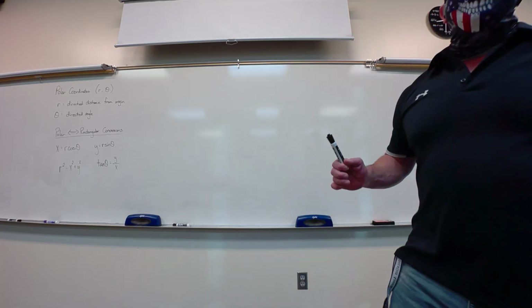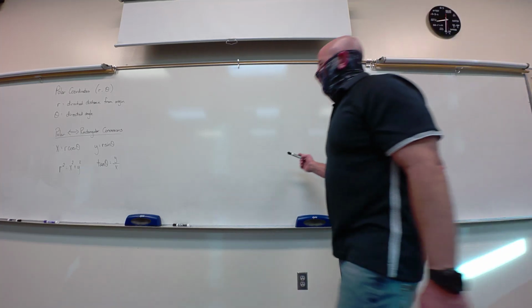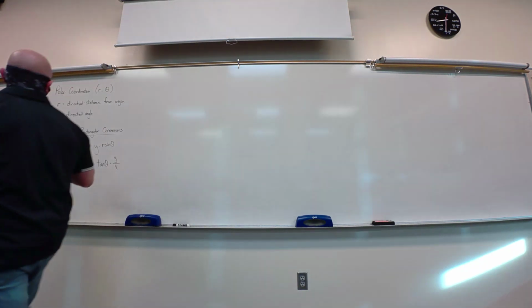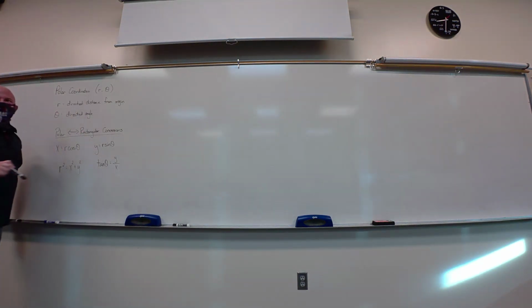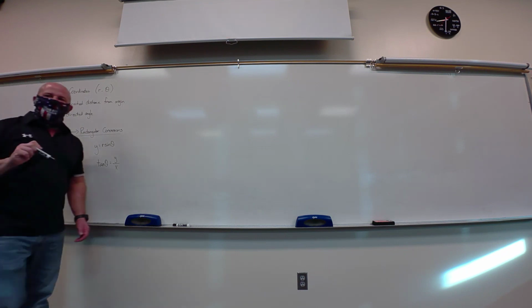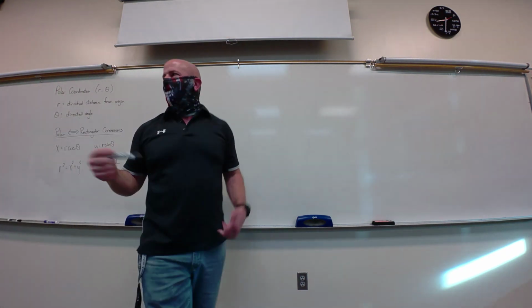Polar coordinates. Let's see if we can clear some of this stuff up. Anytime you have a polar coordinate, they're pretty easy to recognize because this is an angle. It wouldn't matter if it was in degrees or radians. It wouldn't change anything. You can tell it's an angle.